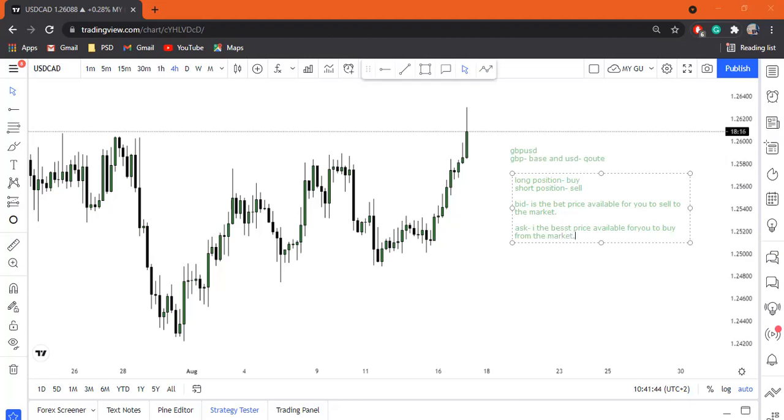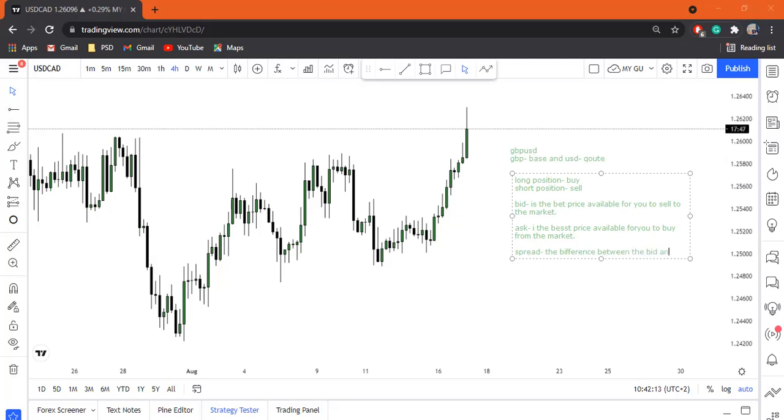All right, because you will see the bid and the ask terms a lot when you're trading forex. And then the next thing we're going to discuss is spread. The difference between the bid and the ask is what's called spread. So spread is the difference between the bid and the ask price. That's your spread.